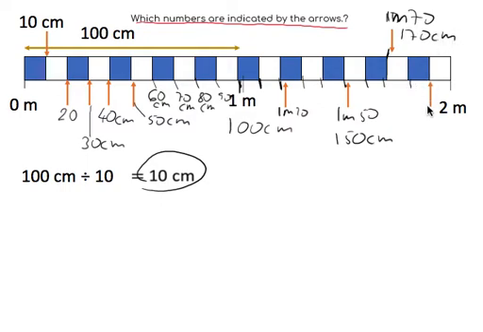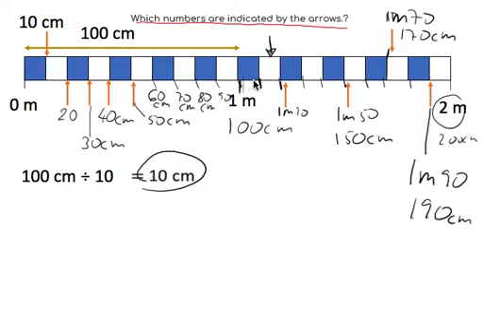1 meter 80, 1 meter 90. So that's 1 meter 90 here, or 190 cm. Then we've got 2 meters, which is 200 cm. So those are the numbers that are indicated by the arrows. Sometimes an arrow might be in between. If it's right in between two numbers, then it's going to be like 5 millimeters. So this one is 1 meter, 1 meter 10, 1 meter 20. So in between 10 and 20 is 15. So that number would be 1 meter 15 centimeters.